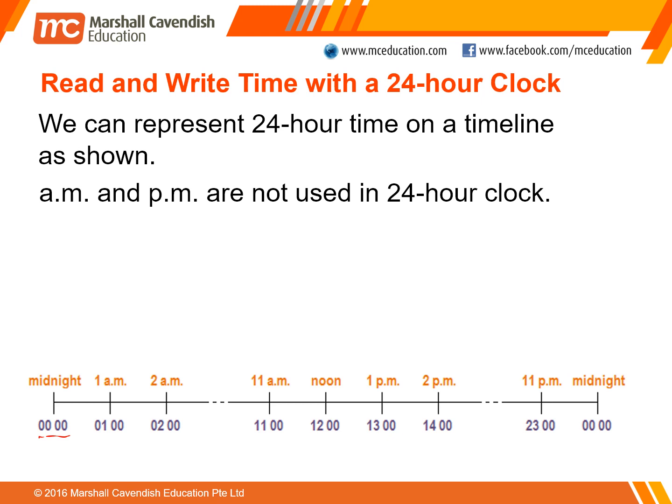So what happens an hour later? That will be 1 a.m., and 1 a.m. is indicated as 0100 in a 24-hour clock. 2 a.m. is indicated as 0200 in a 24-hour clock. So there's an addition of hundreds with the passing of every hour. And this will continue all the way to noon. 12 noon is written in a 24-hour clock as 1200.